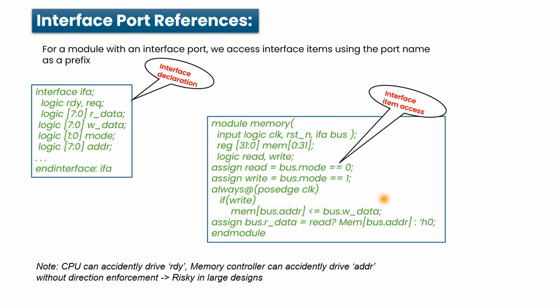So this interface, with only these signals without directions, can cause some functional issues in big designs. To make sure that we don't have these kinds of issues, we further enhance our interface by making use of the concept of mode port. We will see the concept of mode port in our next slides. So this is one flow I have mentioned here. Let's say the CPU can accidentally drive ready, and the memory controller can accidentally drive address without direction enforcement. Then there is a functional issue and it becomes a big problem in large designs.